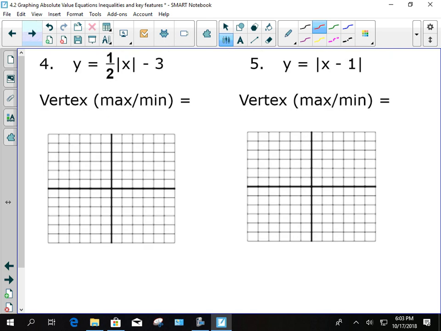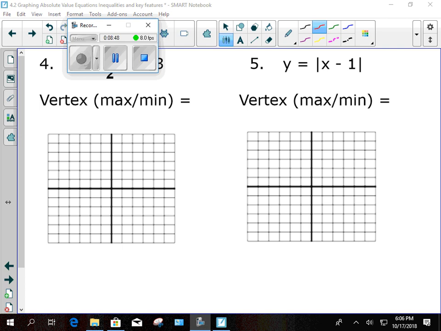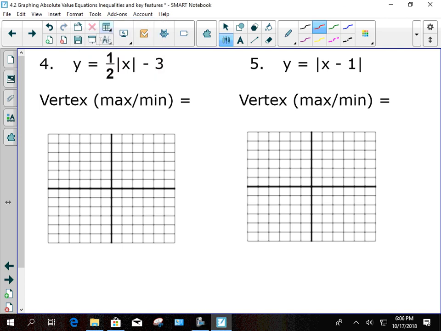So, here we go. What happens when I have a half? What does this 1/2 out here do? Well, it's going to cut it in half. So let's look at this. Is there anything with my x? Well, the answer is no. There's nothing inside of my x, so I don't move right or left. I do have a number outside of my x. That's going to move me down 3. So my vertex is now at 0, negative 3.